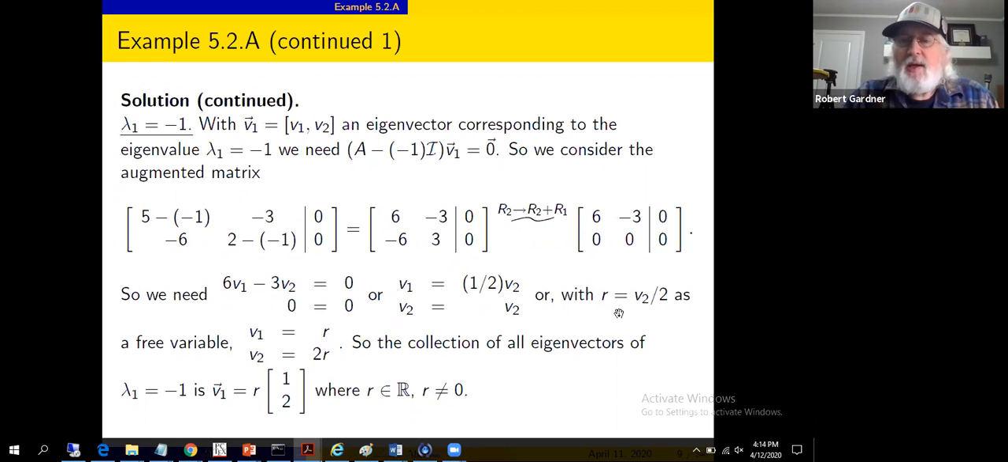I've done a little trick here and sucked up the 1/2. Let's let r equals v2 divided by 2 be the free variable, in which case we won't have a fraction here. Here we want v sub 2. Well, v sub 2 is 2 times r. So we'll get r and 2r for v sub 1 and v sub 2 respectively. If you don't like it, you go right ahead and you let r equals v sub 2. You'll have halves up here. I don't have halves up here. I have 2's down here. It's the same collection of vectors.